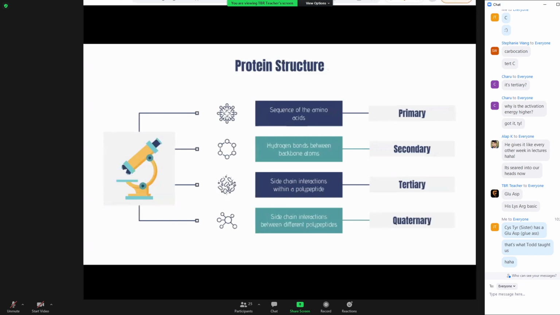So know your protein structure. Just as a refresher, your primary structure is your sequence of amino acids. So let's say you have a chain of amino acids that's A, D, E, G. That's your order of amino acids, your primary structure. Your secondary structure is the hydrogen bonds between the backbone atoms. So this includes your alpha helix and beta pleated sheets, which form when you have the carbonyl oxygen and the nitrogens bonding in the backbones of your amino acids.